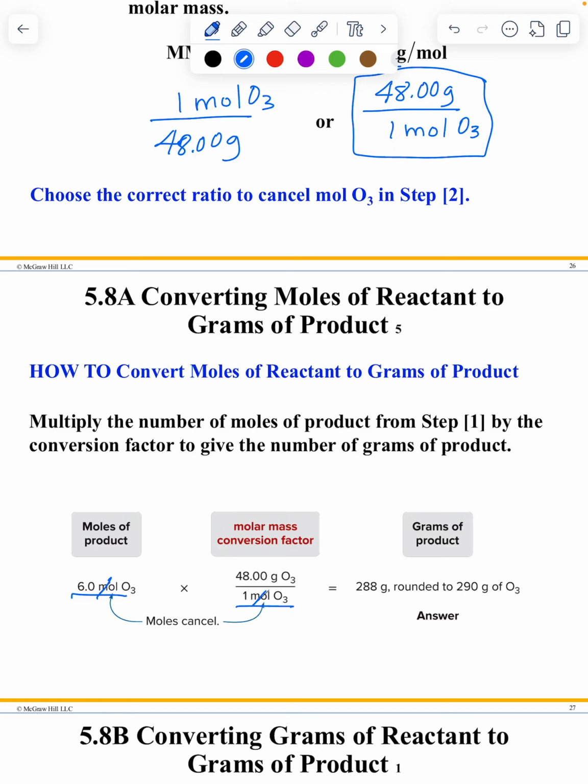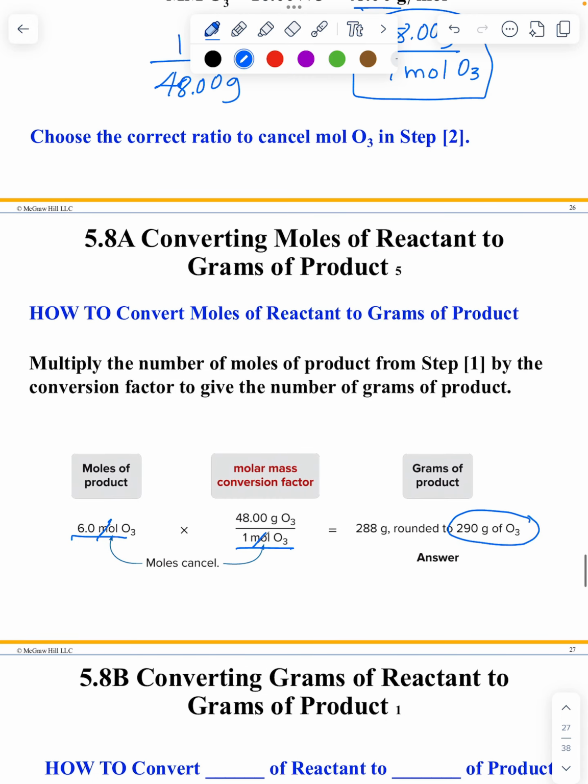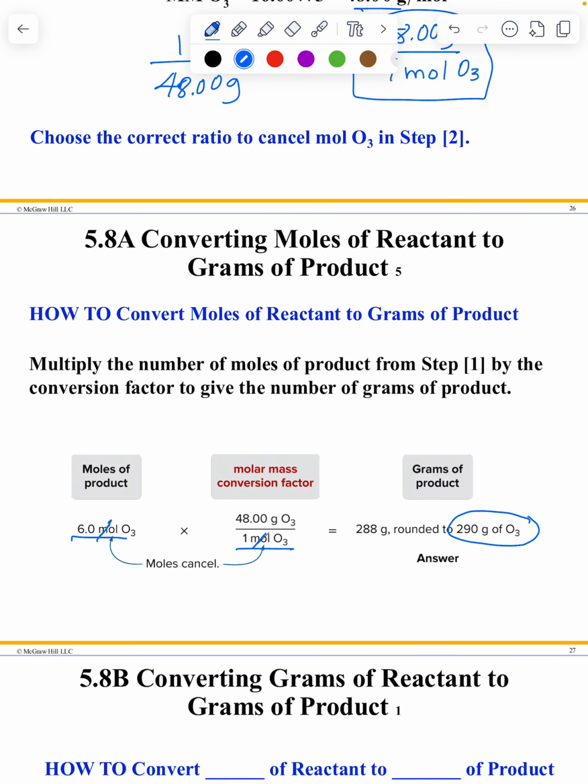Feel free to stop and pause, maybe rewind, watch again. When you get to the practice problems, you may want to come back and rewatch this so that you can get the hang of it. We're going to move on to the next part, converting grams of reactant to grams of product. So we're just going to add one more step, how to convert grams of reactant to grams of product.